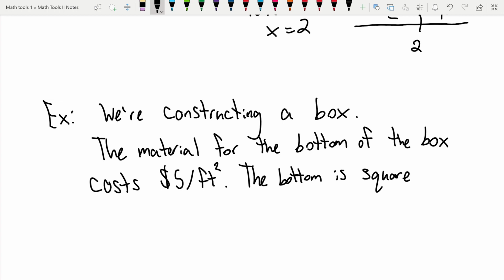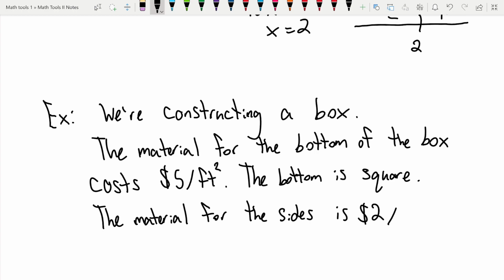Okay, so that means that this is really a cube, right? Or not necessarily a cube, I guess, because it implies all the sides, the heights will all be equal to each other, but they don't necessarily need to be the same as the length and the width. So not necessarily a cube, but anyway, the material for the sides is $2 per square foot.